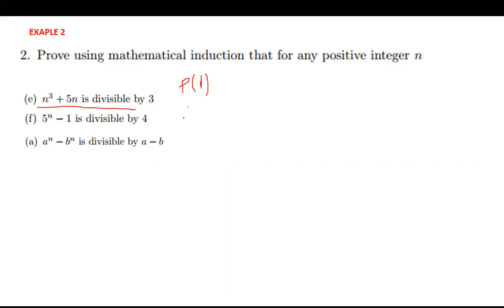Step 2, we assume that since it is true for p of 1, then it is also true for p of k. Step 3, since it is true for p of k, then it is also going to be true for the next value in the sequence of natural numbers, which is just going to be k plus 1, meaning it's going to be true also for k plus 1. So that is how you solve such questions.